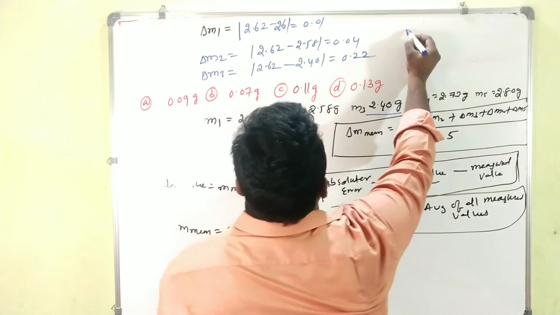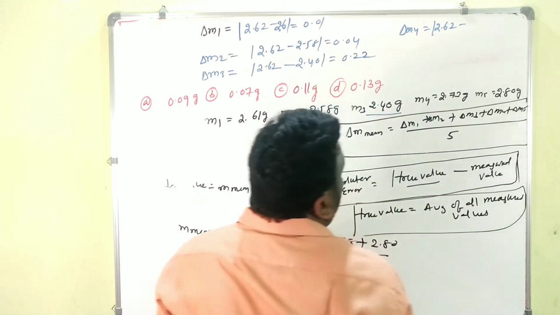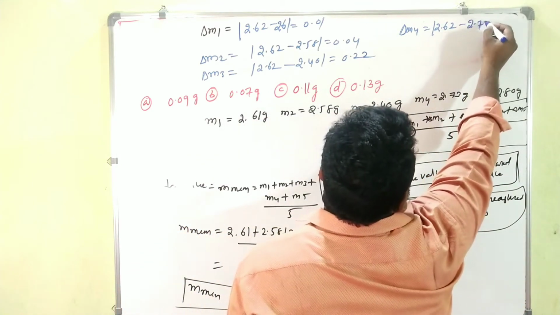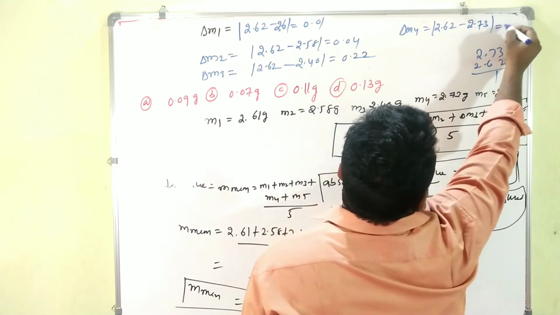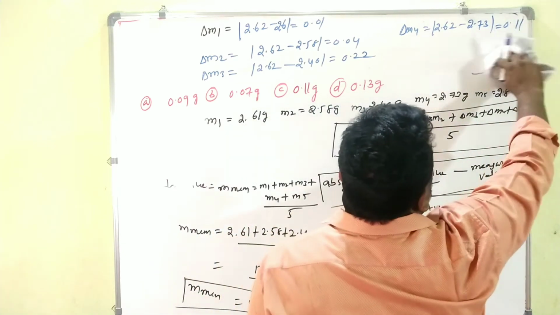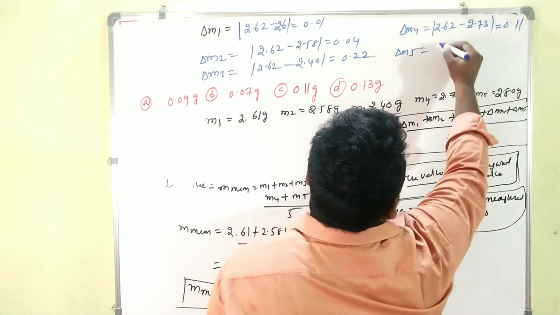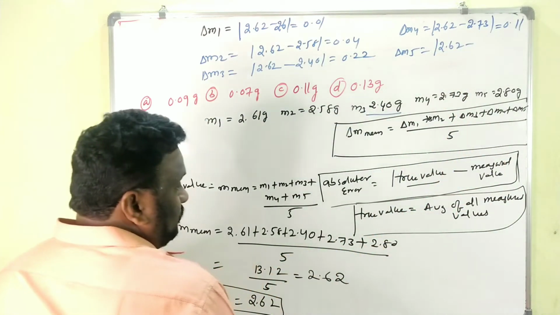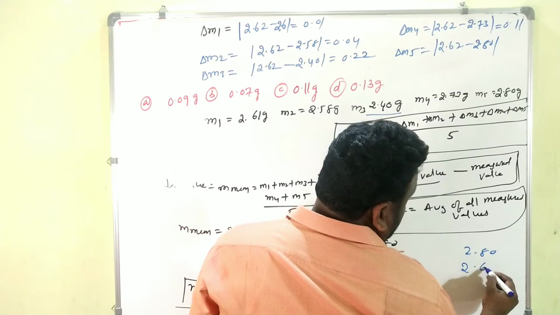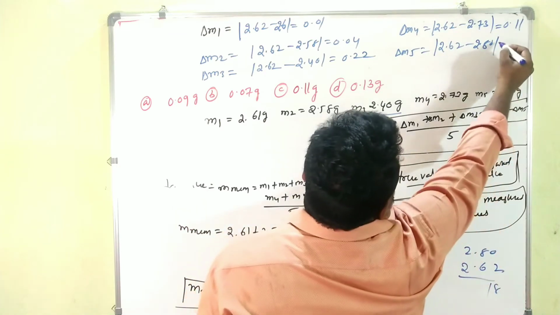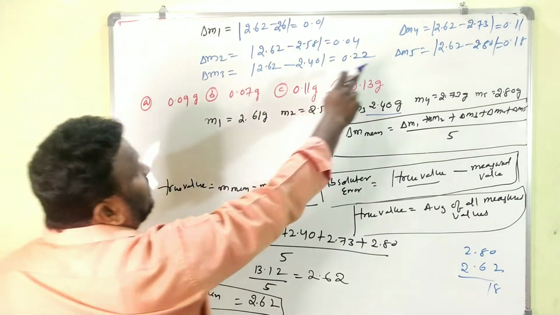Similarly, delta m4 is equal to mod of 2.62 minus the m4 value, 2.73. So 2.73 minus 2.62 is 0.11. Similarly, delta m5 is 2.62 minus 2.80, so 2.80 minus 2.62 is 0.18. So these are the absolute errors of m1, m2, m3, m4 and m5.